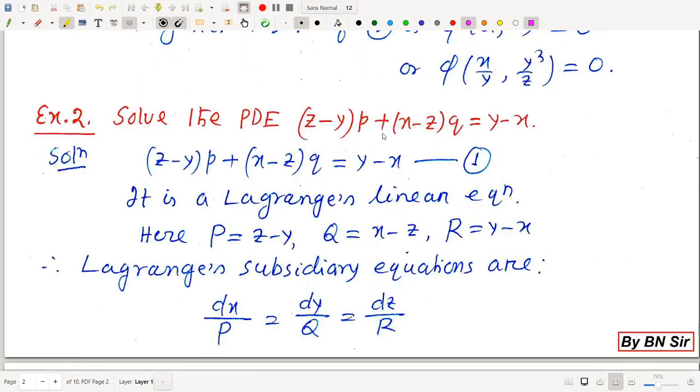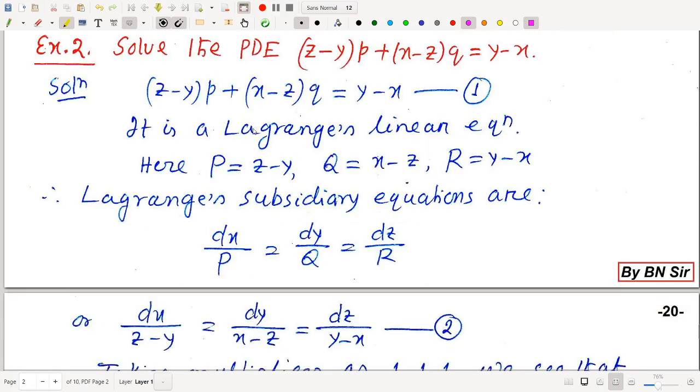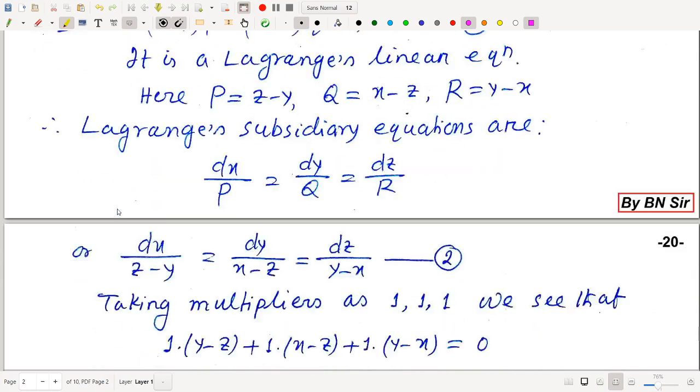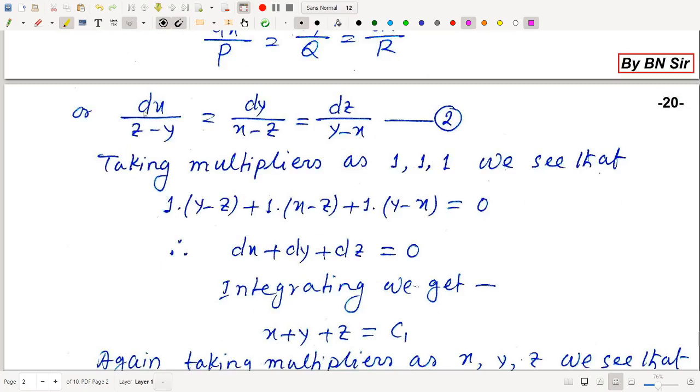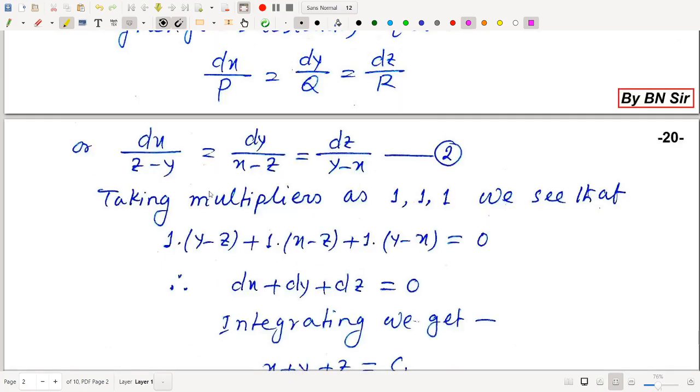Solve the PDE. Example number 2. Solve the PDE (yz minus y)p plus (x minus z)q equal to y minus x. Here obviously it is a Lagrange's linear equation, or Lagrange's linear PDE. Here p is z minus y, q is x minus z, r is y minus x. Now Lagrange's subsidiary equations are dx by p equal to dy by q equal to dz by r. That is dx by z minus y, dy by x minus z, dz by y minus x.